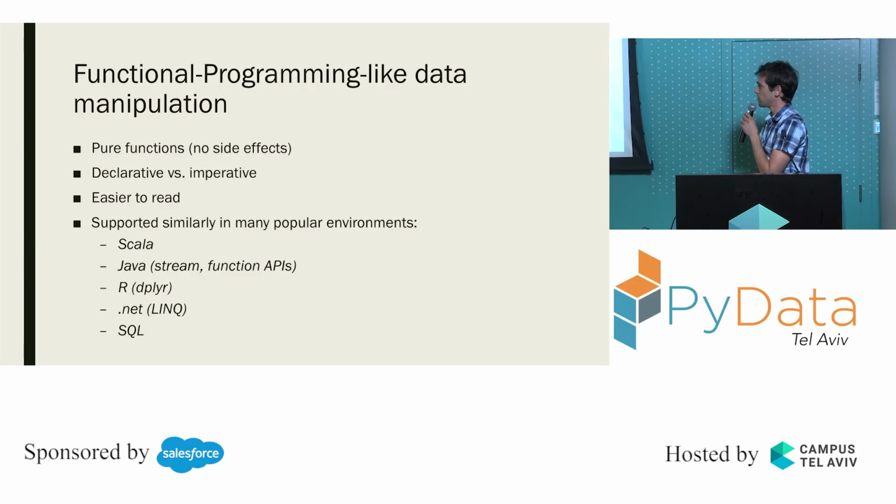And even in non-functional programming languages, there is some support of this notion. So for example, Scala has this kind of API. Java has the stream and function APIs starting from Java 8. In R, everybody started using packages like dplyr, which is more functional than the base R. In .NET C#, there is language integrated querying, and obviously SQL is one example.